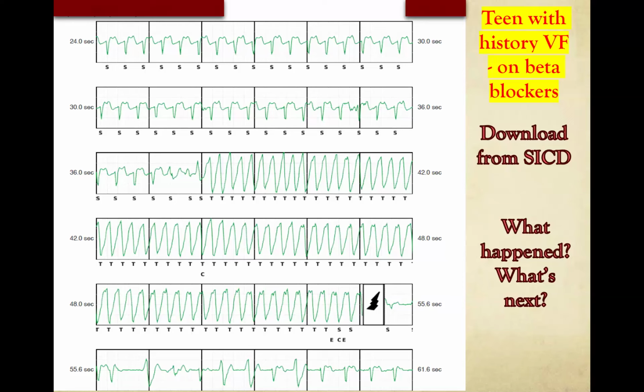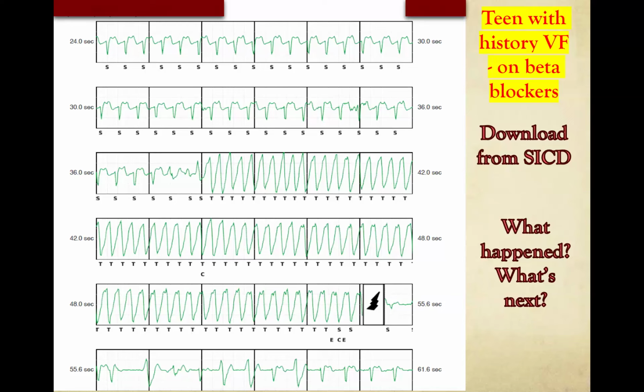Yeah, I mean, you could also go up on the beta blockers, but one of the disadvantages of an SICD is there's no pacing capability, and so one would have to be concerned that the patient could become too bradycardic on higher doses of beta blockers.